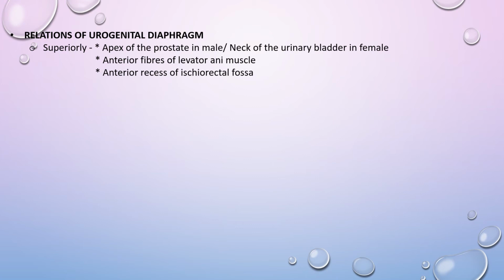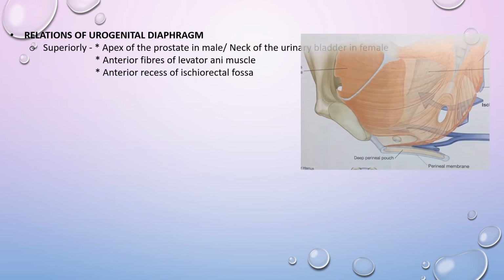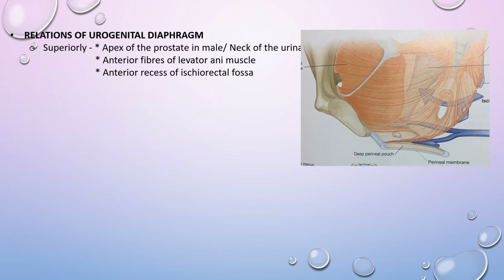The anterior fibers of the levator ani muscle and the anterior recess of the ischiorectal fossa also form the superior relations. In the diagram, you can appreciate the deep perineal pouch. Above this pouch lie the anterior fibers of the levator ani muscle. There is a small space between these two, the deep perineal pouch and the anterior fibers of the levator ani muscle. This space is called the anterior recess of the ischiorectal fossa. It is indicated by a bifurcated arrow mark.